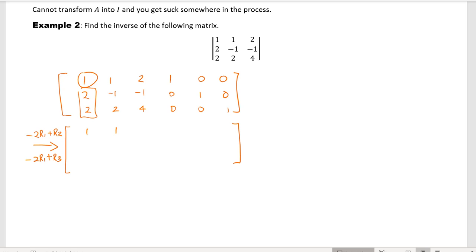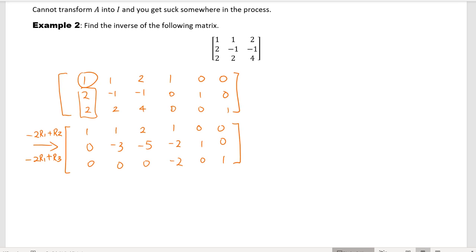Okay, so the first row stays the same. Second row: 2 minus 2 is 0. Minus 1 minus 2, negative 3. Minus 1 minus 2 times 2, so minus 1 minus 4, which is negative 5. And then 0 minus 2, negative 2. 1 minus 0, 1. 0 minus 0, 0. Okay. Third row: 2 minus 2, 0. 2 minus 2, 0. 4 minus 2 times 2, 4 minus 4, 0. 0 minus 2, negative 2. And then 0 minus 0, 0. 1 minus 0, 1.